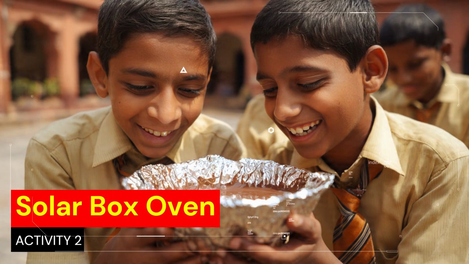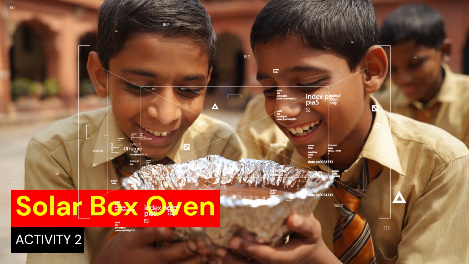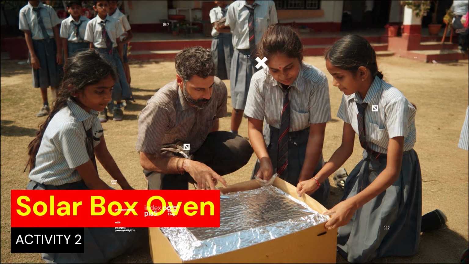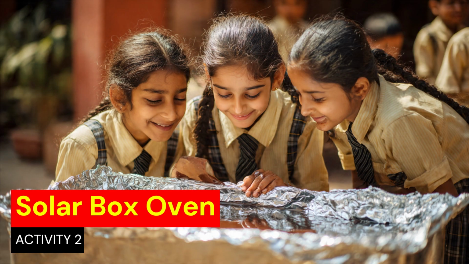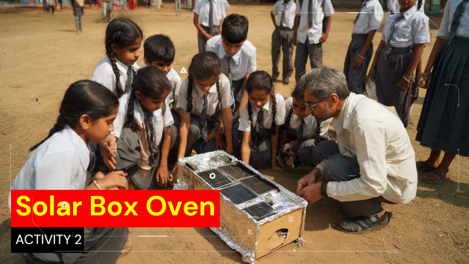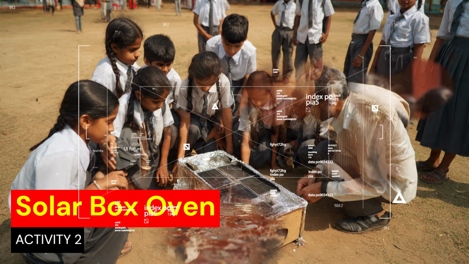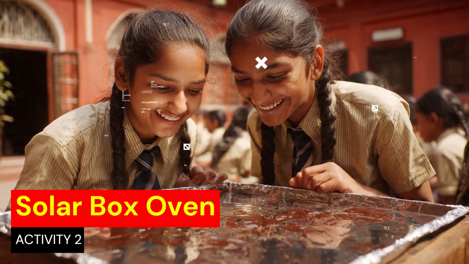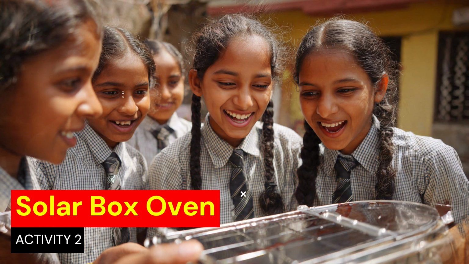Activity number 2. Solar Box Oven. Students can build a simple solar cooker using any box, aluminum foil, black paper, and plastic wrap. This teaches renewable energy in a practical way. Students understand how sunlight can be converted into heat. It works best for classes 6 to 8. And it makes learning about solar energy exciting.